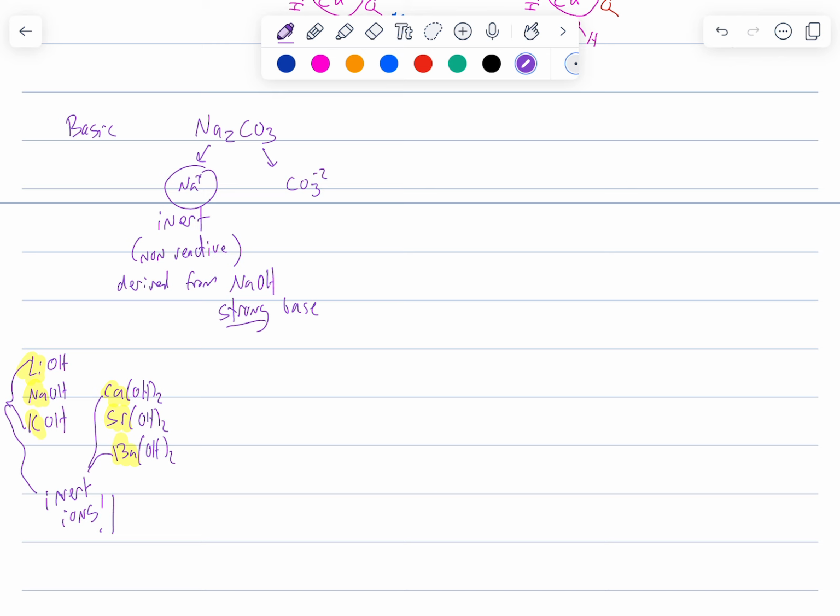Okay, so since sodium is inert, what about the CO3? What about this guy? Well, negative ions will undergo hydrolysis with water as long as they're not derived from a strong acid or strong base. So this looks like this. Carbonate ion ends up attaching to hydrogen ion and pulling it right off of water, and this is what results. We got hydroxide formed, which means this was a basic ion. Carbonate was a basic ion. Let's try another.